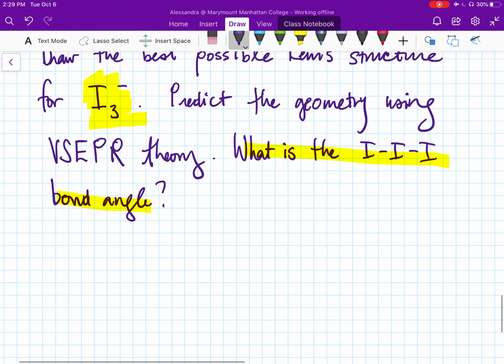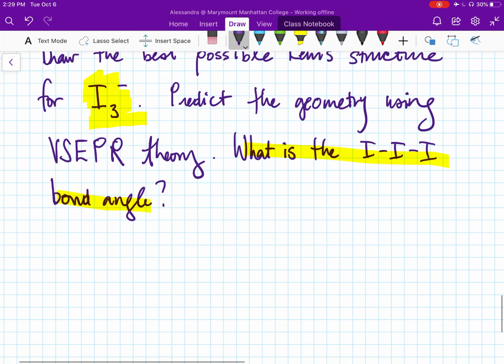So if we want to try to figure out what the best possible Lewis structure is for this one, I have three iodines, and each of them brings 7 electrons to the table. I also have a negative charge on that ion, so I can count the negative charge as 1 electron. So that's 21 plus 1, or 22 electrons that I have available.